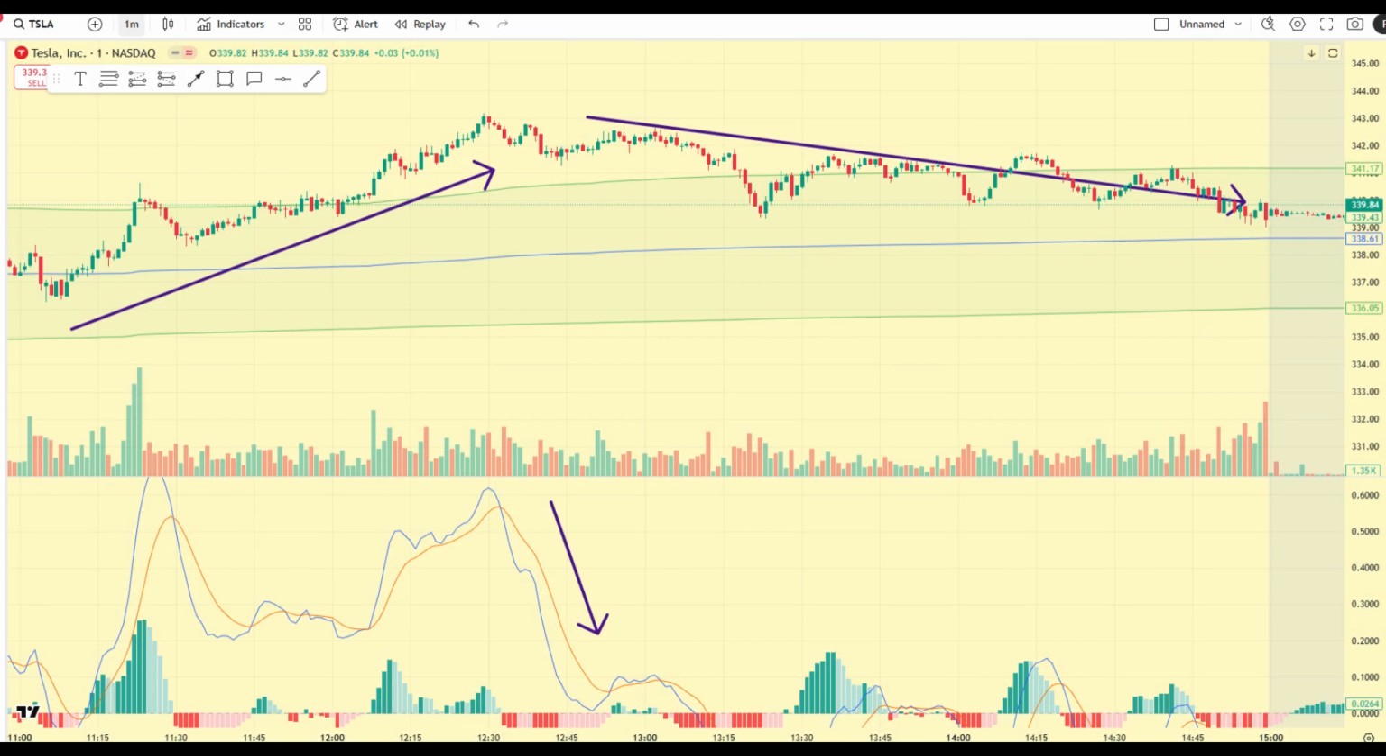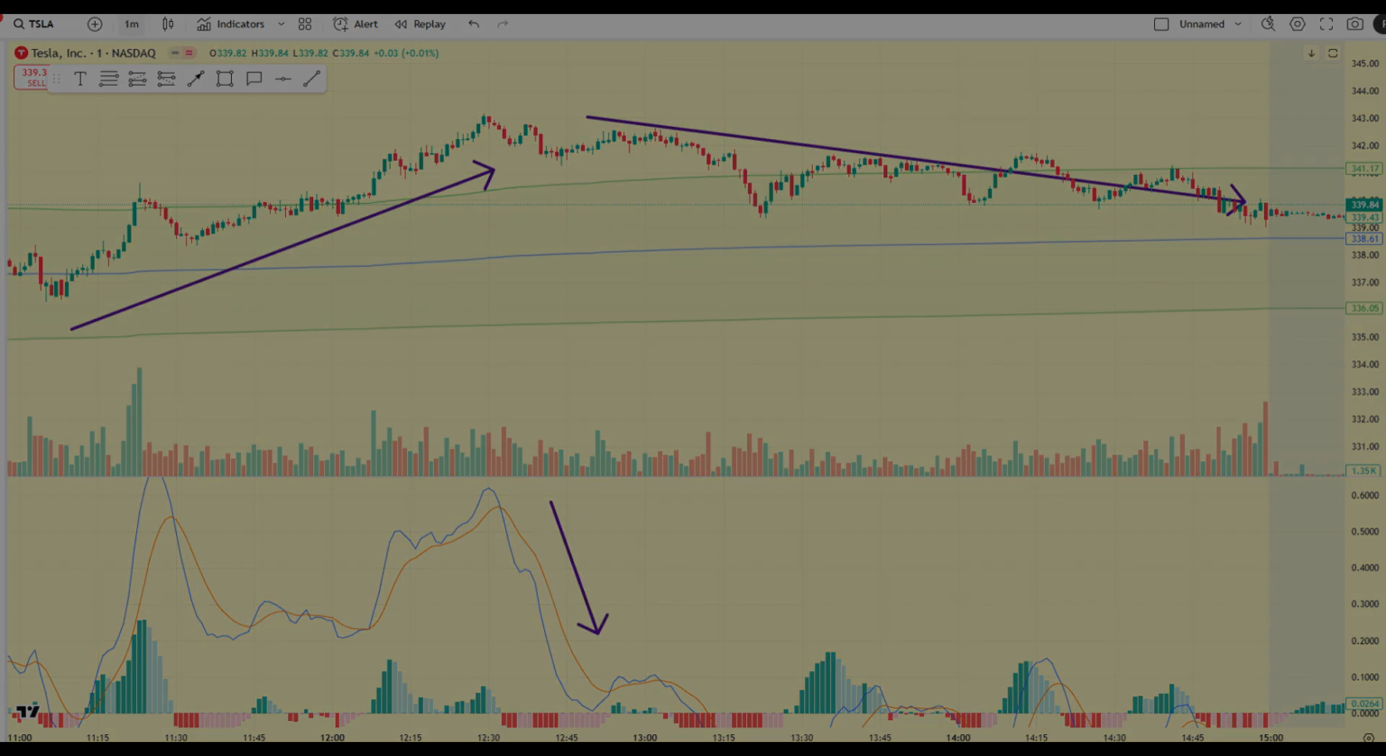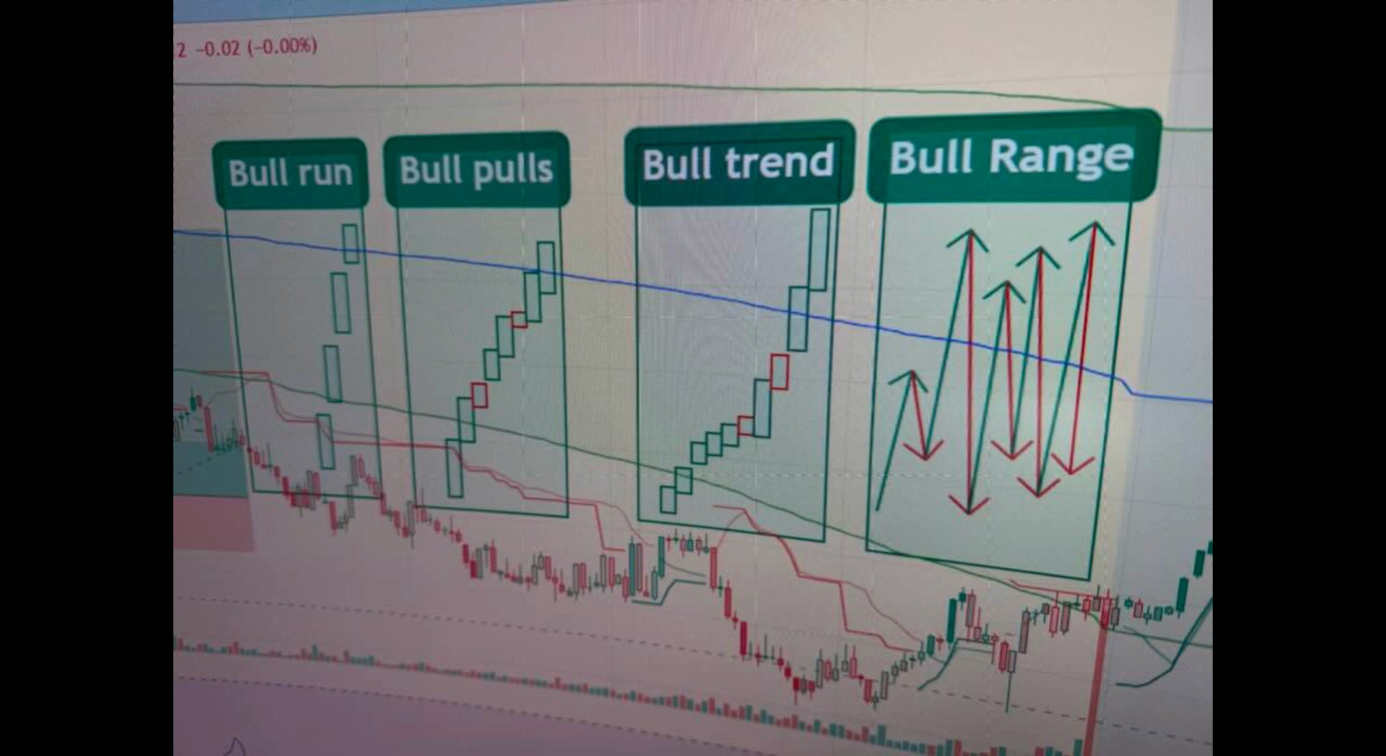Now let's talk about trends. If you see higher highs and higher lows, that's a bull trend. Lower highs and lower lows, that's a bear trend. Sometimes we're in a bull range, a sideways move with bullish bias. Other times, we see pullbacks, which are just short-term moves against the main trend.